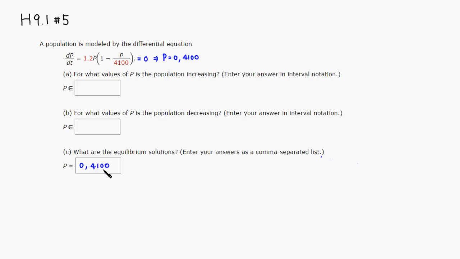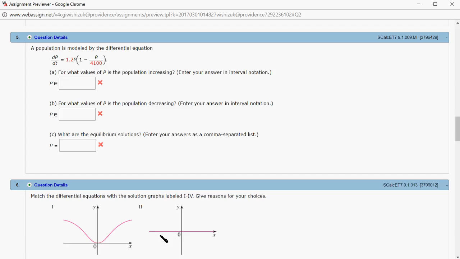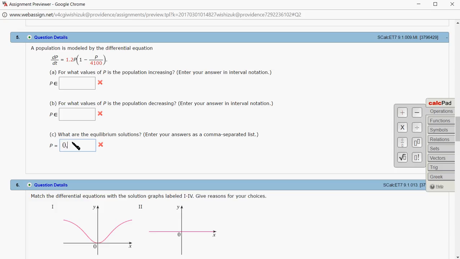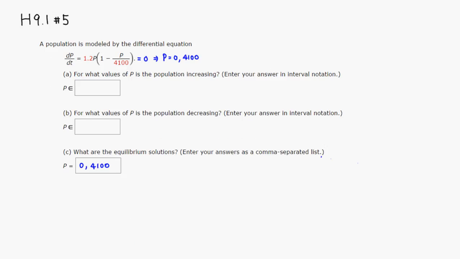So maybe we should put that number in first. So this is going to be 0, comma 4100. Then you know that it's a downward-facing parabola. So here is our P-axis, and it's going to go through 0 and 4100. The graph is going to look more or less like this.